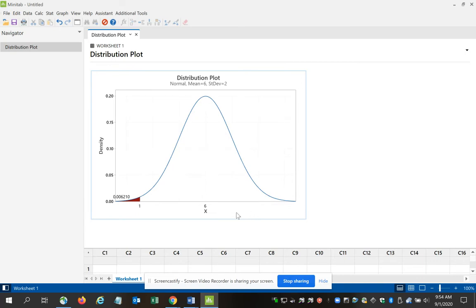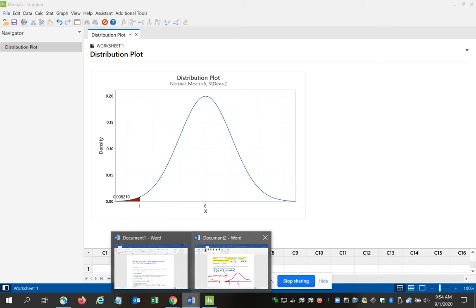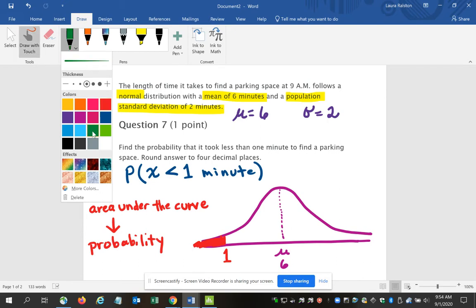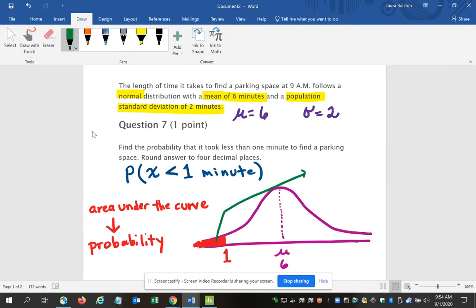It thinks about it for a minute, and then it draws the picture, hopefully similar to the one that I had hand drawn, and it gives you this value, 0.006210. If I go back to the question itself, it asked for 1 minute and to round to 4 places. What the computer has done is calculate the probability of that red shaded region, which is 0.0062 when you round it to 4 places.